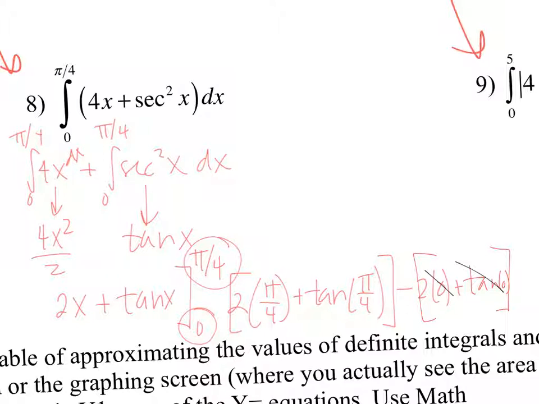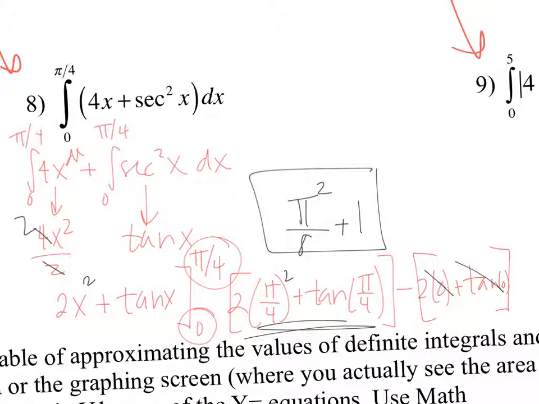And you're going to end up with, oh, it's 2x squared. Sorry, I made a mistake there. So 2 times pi over 4 squared. So it's going to be pi squared over 8. Once you simplify this out, tan of pi over 4 is 1. So you end up with pi squared over 8 plus 1 as the area under the curve of this function from 0 to pi over 4. So this is the area under the curve of this function starting at 0 and ending at pi over 4.